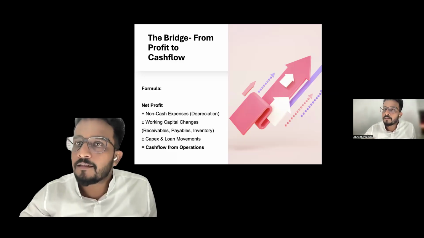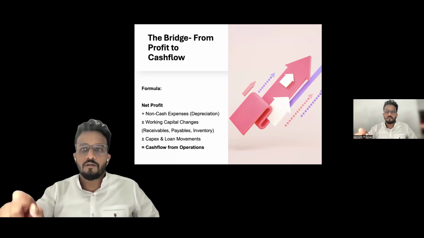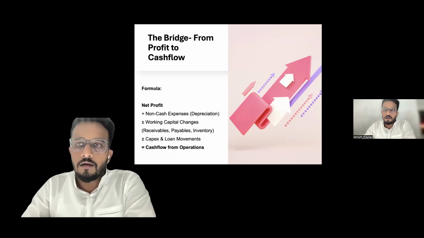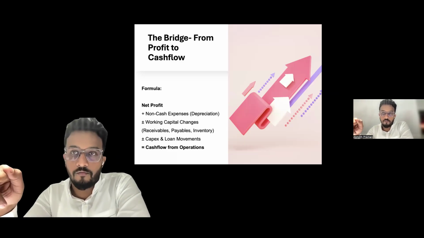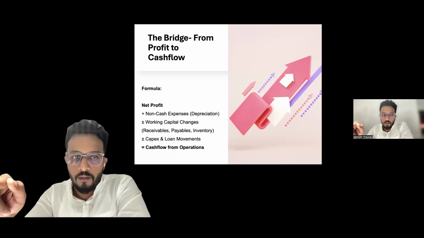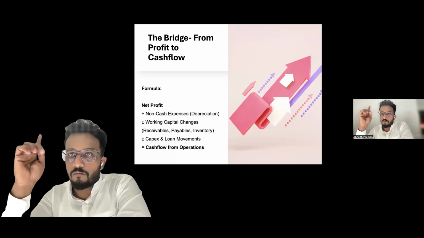Your payable has gone down from 50 lakhs to 20 lakhs, which means that you have paid 30 lakhs to your creditors. So that thing you should be reducing from the profit to arrive at the cash flow. Okay. So this is another item. After that, you need to plus or minus capex and loan movements.